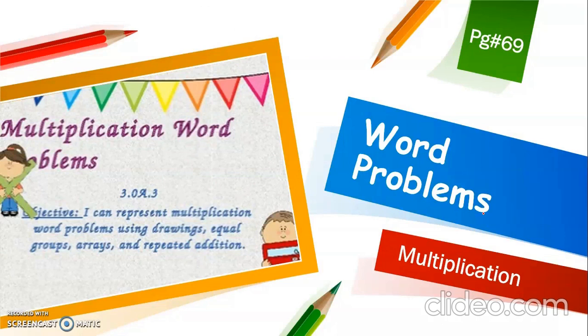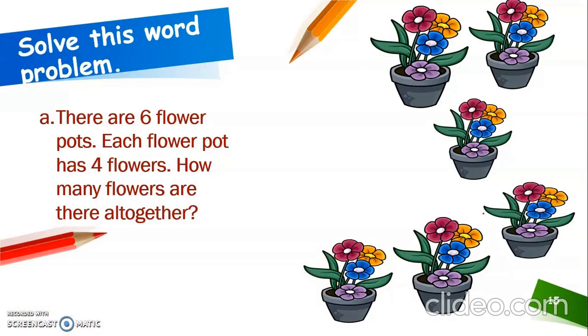Word problems of multiplication, page number 69. Solve this word problem. There are 6 flower pots. Each flower pot has 4 flowers. How many flowers are there altogether? Students, look, we have 1, 2, 3, 4, 5 and 6 flower pots and there are 1, 2, 3, 4 flowers in each pot.